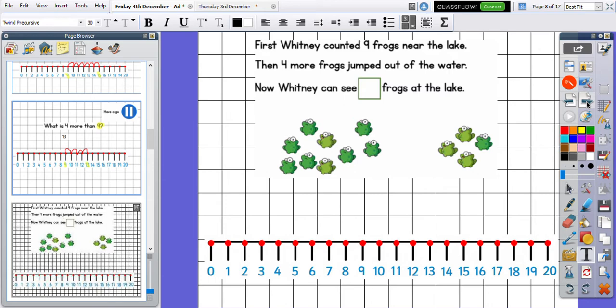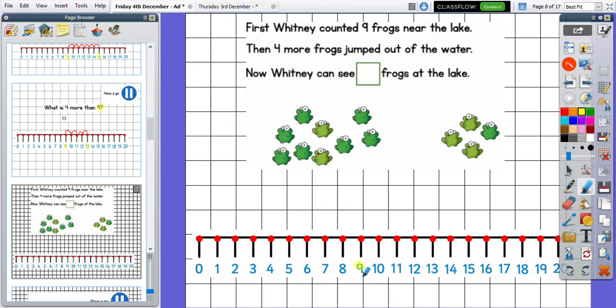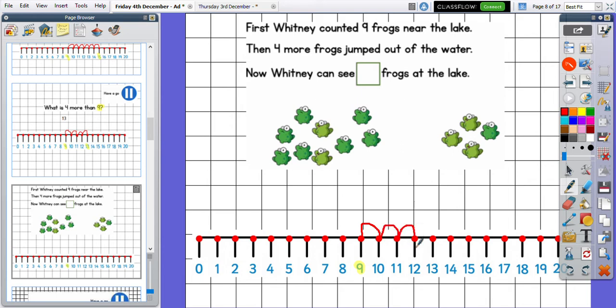So she started off by counting 9 frogs. Okay, so I'm going to have a look at my number 9 on my number line. Highlighted 9. Then 4 more frogs jumped out of the water. So 4 more frogs have jumped out of the water. I'm going to add 4 onto my 9. So I'm going to do 9, 1, 2, 3, 4, and I'm going to get to 13. So the answer is 13.